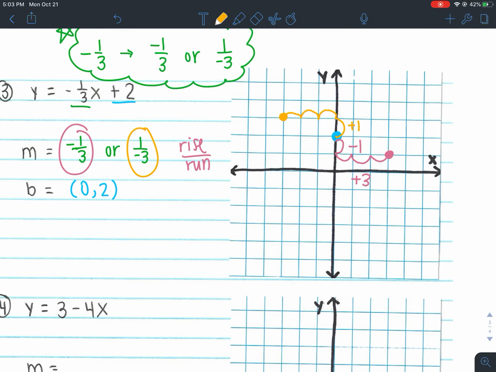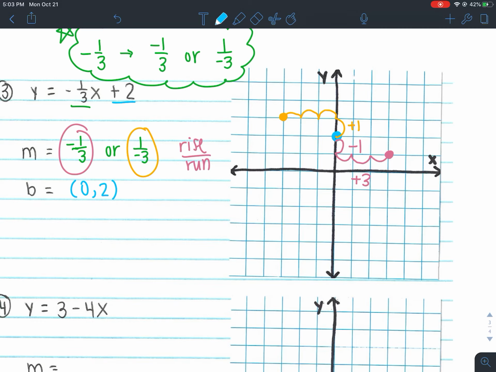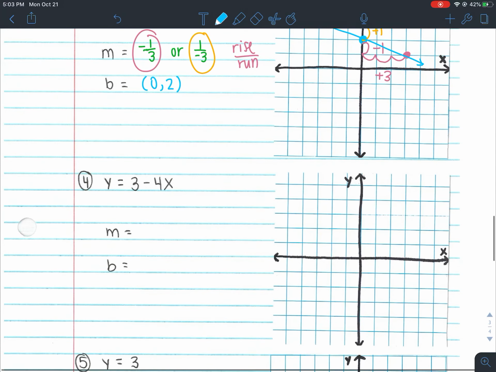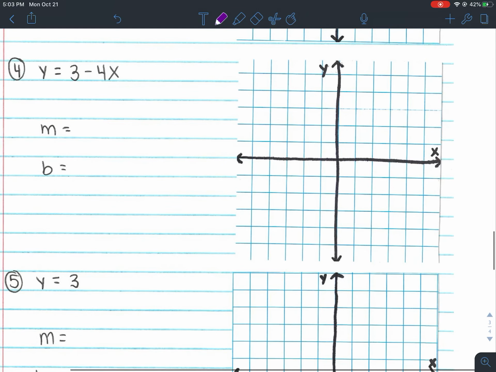I just need 3 points. So if you want to just keep going in the same direction, it doesn't matter. If you want to use both of your slopes, you're also allowed to do that. So it does not matter to me. Okay, and then make sure you draw those arrows and your lines because that line does keep going. All right, moving on to number 4.